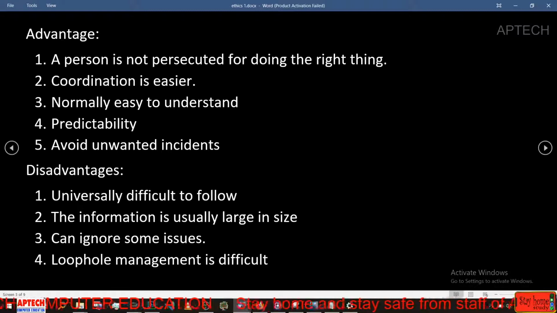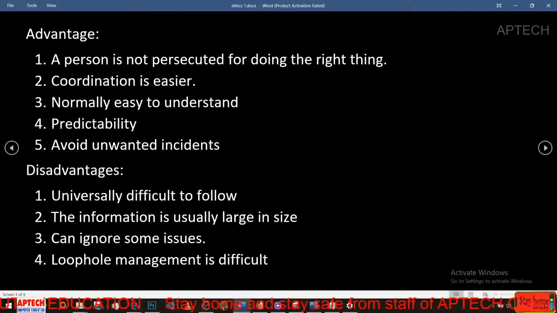Then loophole management, which is difficult, as in there are some loopholes in the laws which people can use to penetrate the system and come out on top.